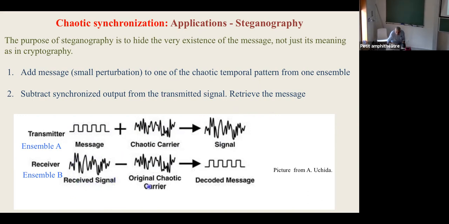So it has both the original signal and the new one, and so it can subtract and get the message. So that's the idea of using synchronized chaos for steganography.